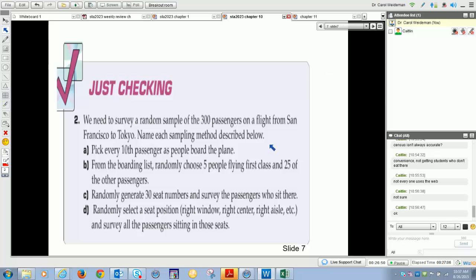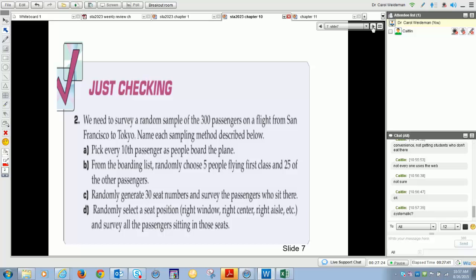Okay, here's a little scenario, and we're going to do 4 different proposed sampling strategies, and we want to name what they are. So we want to survey a random sample of the 300 passengers, there's our population, on a flight from San Francisco to Tokyo. Name each sampling method described below. Pick every 10th passenger as the people board the plane. What kind of sampling would that be? Every 10th person as they board the plane. What would we call that kind of sampling?